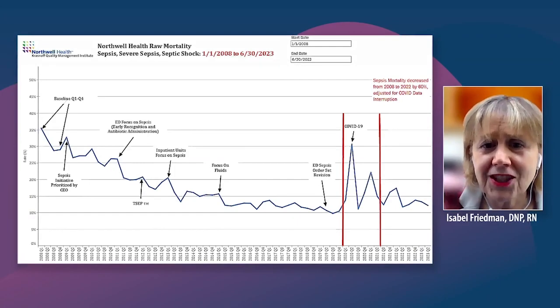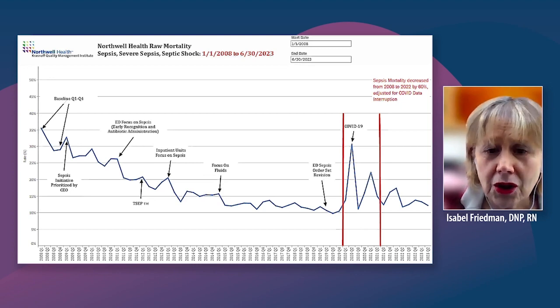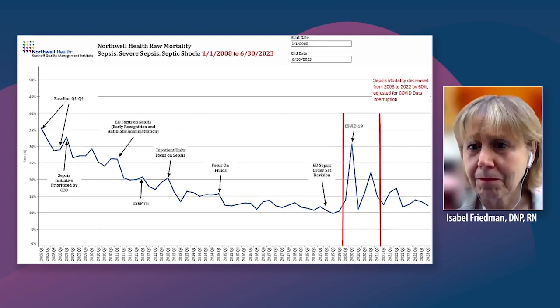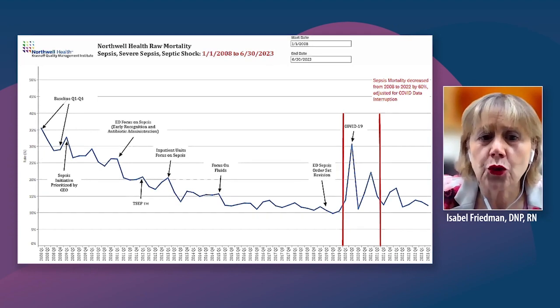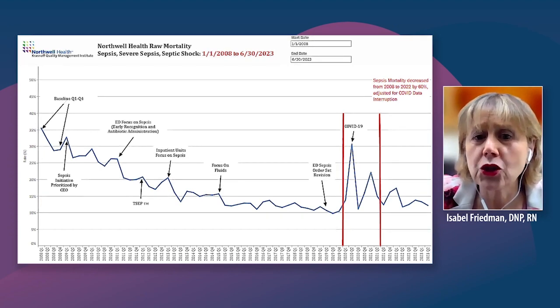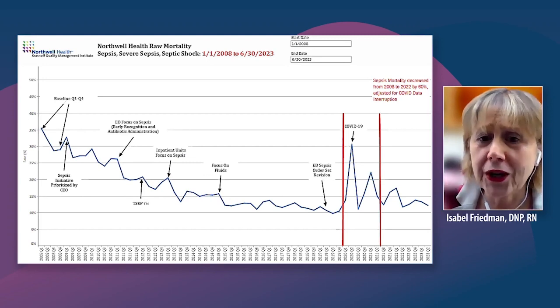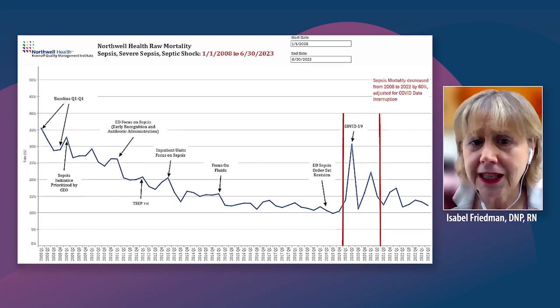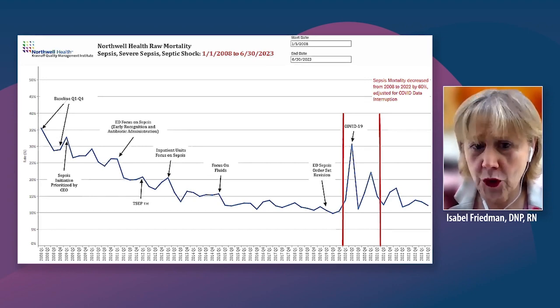I will draw your attention to the red lines on the graph. This reveals the disruption COVID caused between 2020 and mid-2021. Since Q3 of 2021, we appear to be heading in the right direction. We've achieved a 12% mortality in mid-2023. Sepsis awareness, early identification, and prompt treatment continue to be our focus.